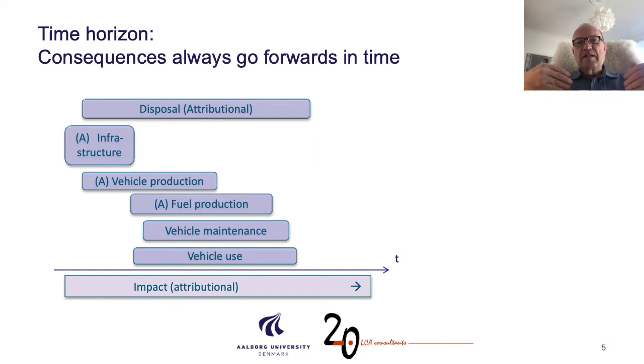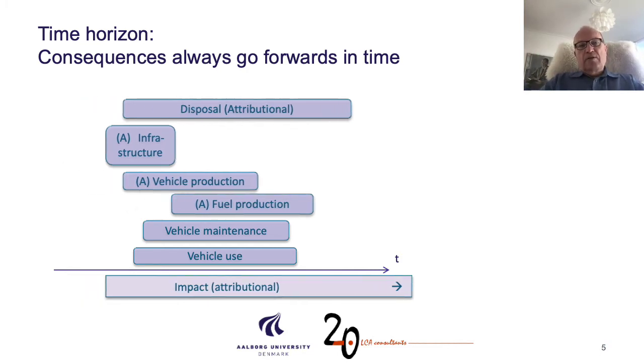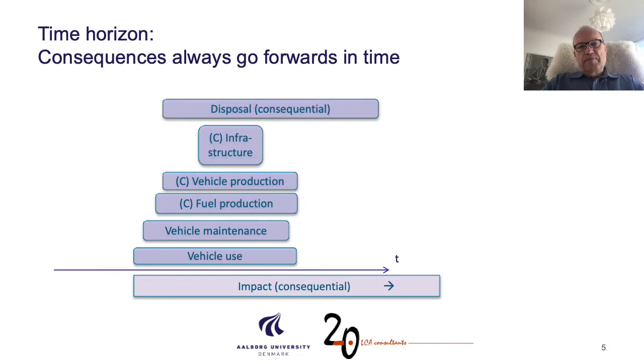Instead, the consequence is that the signal we're sending by buying the car is that the producer says, oh, there is a demand for cars, so let's produce some more. So our demand has a consequence for the future, how many cars will be produced in the future and which kind of cars will be produced in the future. So actually, all of these activities take place forwards in time, from the decision to buy and use the car.